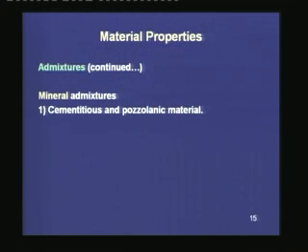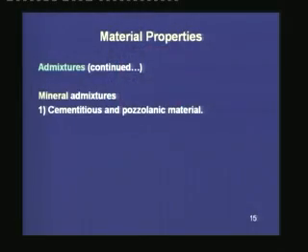The other type of admixtures is the mineral admixture. The mineral admixtures can be cementitious and pozzolanic material. An example is fly ash. This type of admixture is used to have some more cementitious material other than the cement, and it is a use of an industrial byproduct.